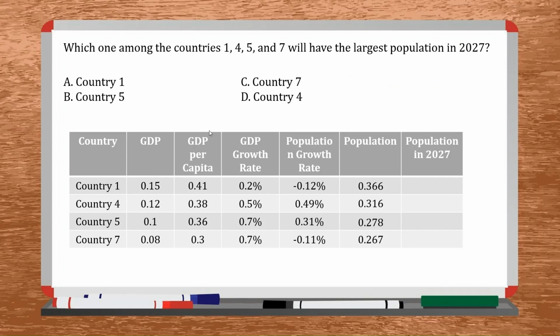Similarly, country 5, this is less in population than country 4. Also, its growth rate of population is small as compared to country 4. Hence, it cannot be largest because it's going to be smaller than country 4. I'm going to then only calculate the values for country 1 and country 4. And as you can see, country 1 is definitely more in population than country 4. So answer is option A.